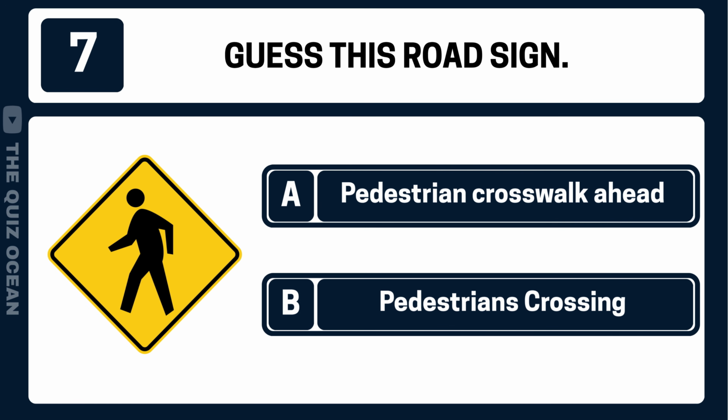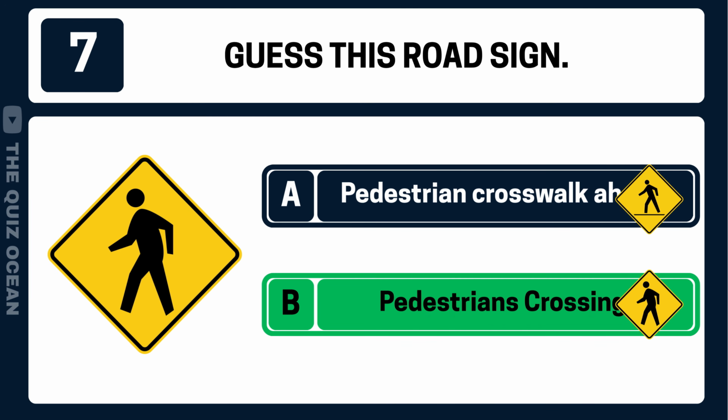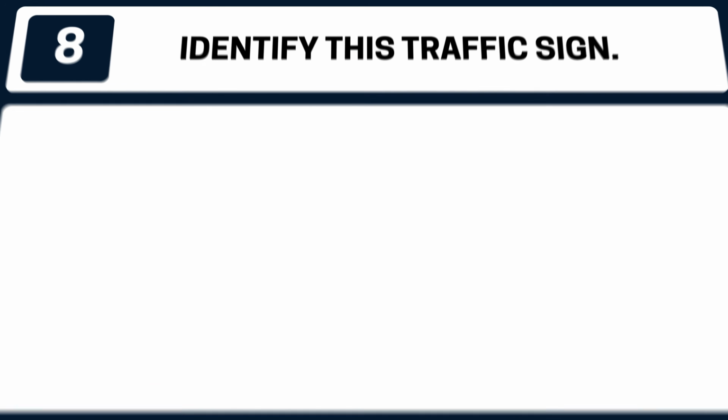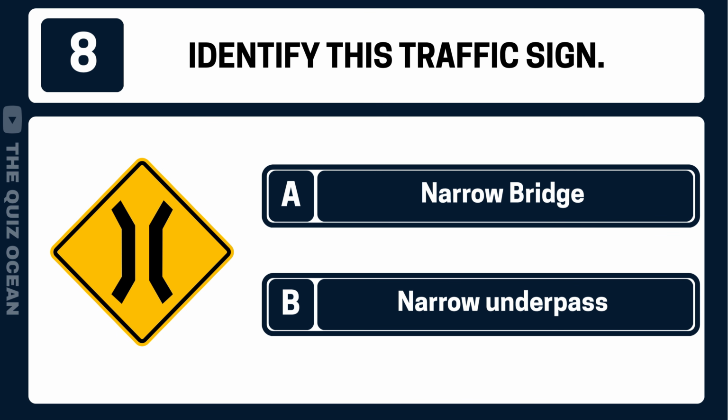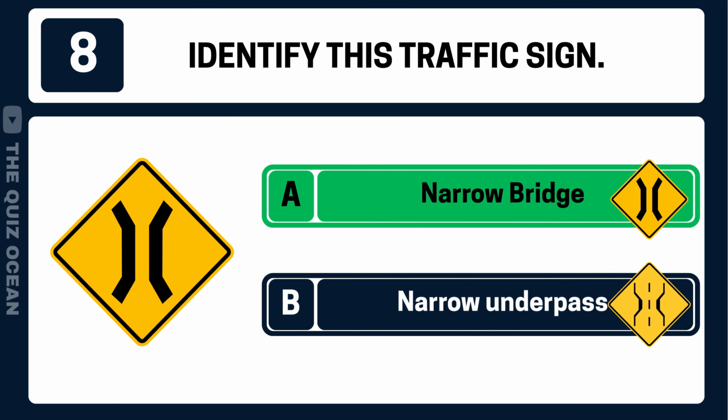Guess this road sign. A. Pedestrian crosswalk ahead. B. Pedestrians crossing. Correct. It is the pedestrians crossing sign. Identify this traffic sign. A. Narrow bridge. B. Narrow underpass. Excellent. It is the narrow bridge sign.